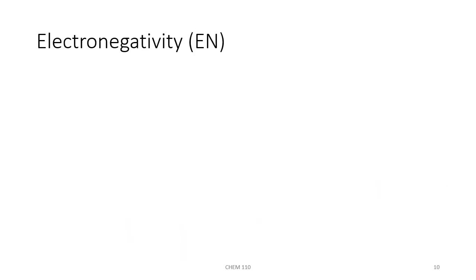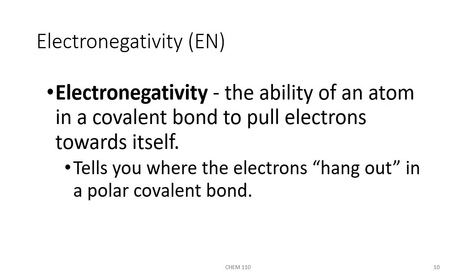Before we can draw Lewis structures, the last concept we need to understand is electronegativity. Sometimes electronegativity is abbreviated with EN. Electronegativity is the ability of an atom in a covalent bond to pull electrons towards itself. It essentially tells you where the electrons like to hang out in a polar covalent bond.